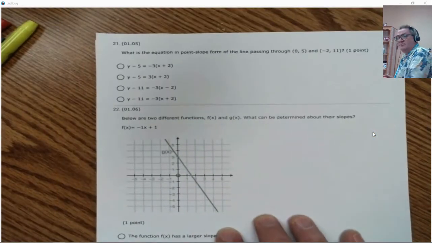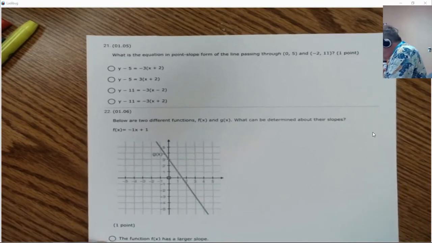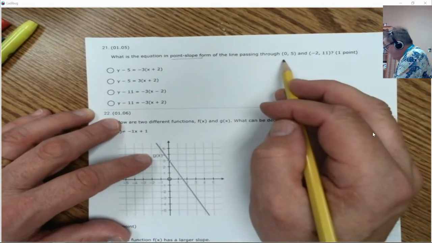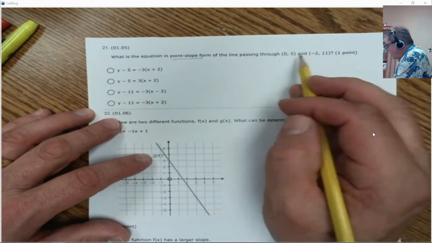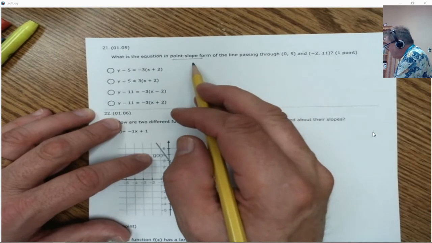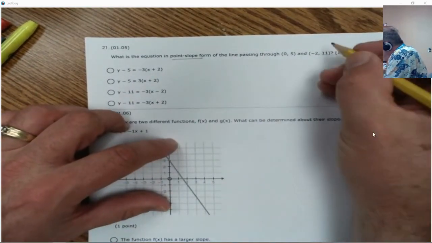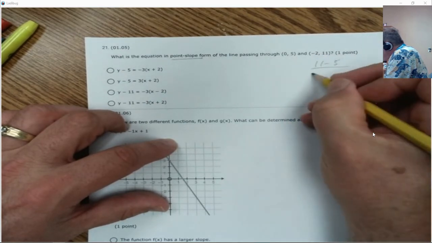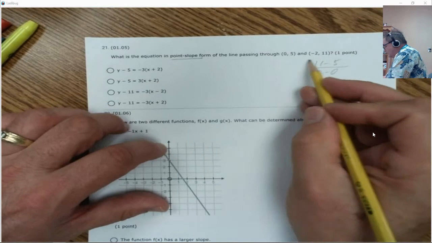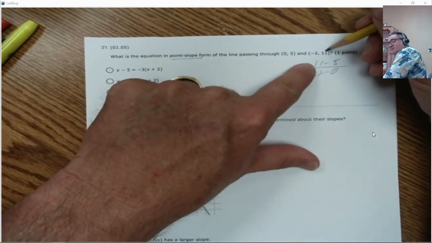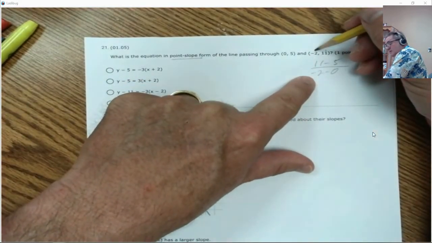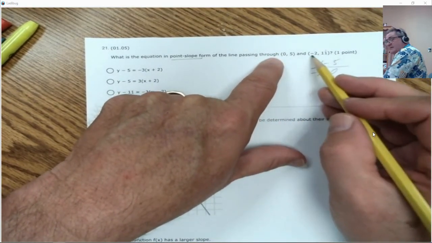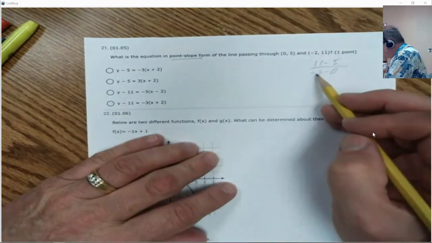Okay, problem number 21. What is the equation in point slope form this time? A point slope of the line passing through, well, we have 2 points. So we just need to find the slope, and then we can choose the equation in point slope form. So again, we subtract the y's, 11 minus 5, and subtract the x's, -2 minus 0. And we have to do them in the same order. Since I chose 11 as my first number, I have to choose the matching x as my first number. I can't swap those. I can't say 11 minus 5 and then 0 minus -2. I can't trade places. Whichever one's first is always first.